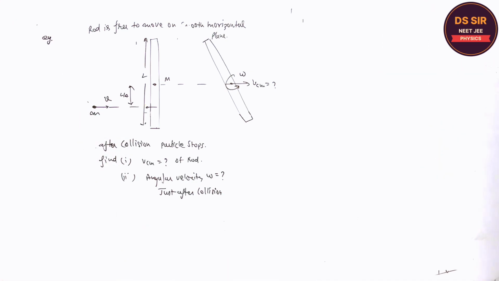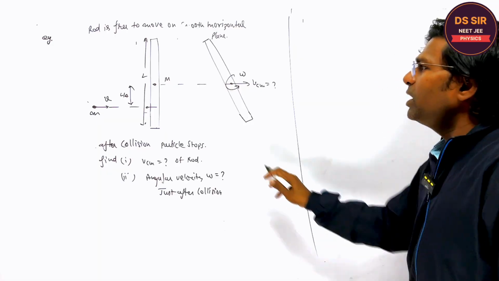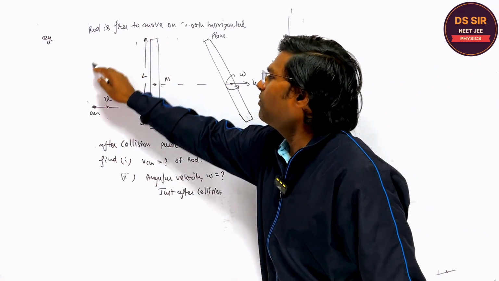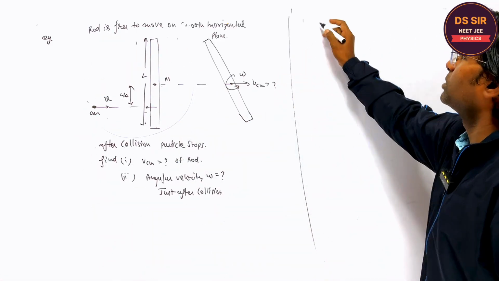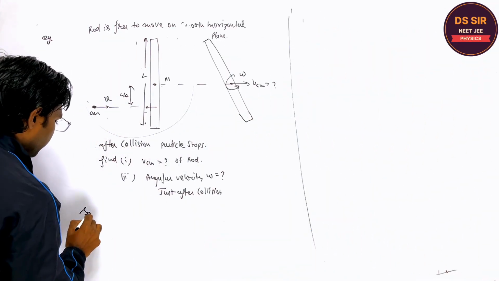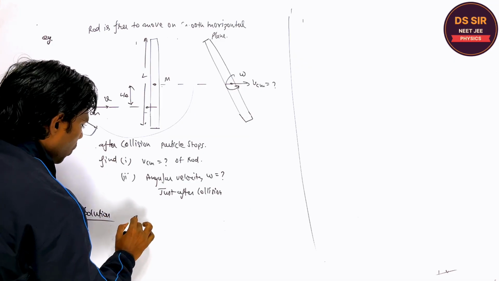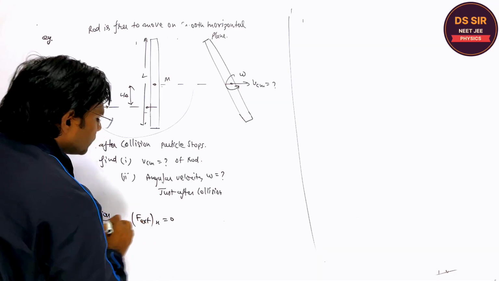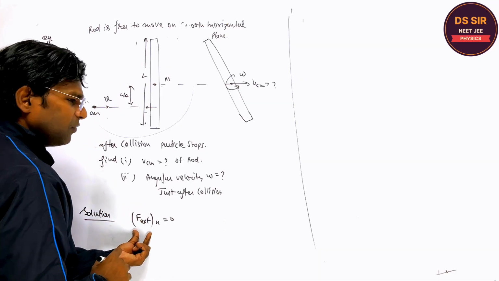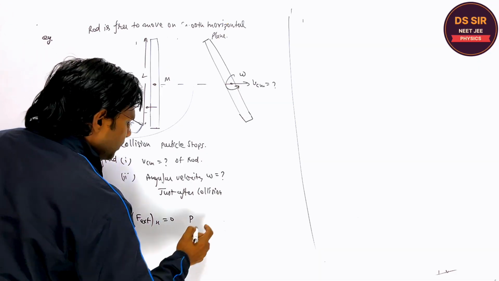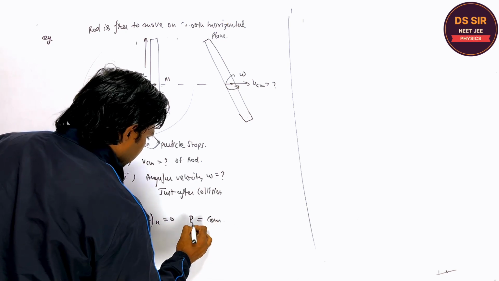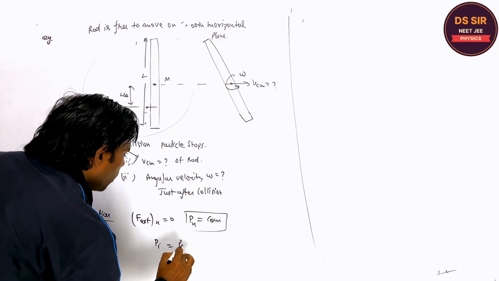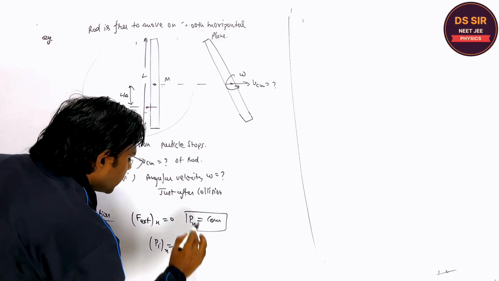Copy this. So you tell me, if you consider the rod plus this particle system, what is the external force on this system in the x direction, right? You tell me. No external force in the x direction. Are you getting or not? If no external force in x direction, so momentum is conserved in x direction. Therefore, the initial momentum and the final momentum in x direction both are same.